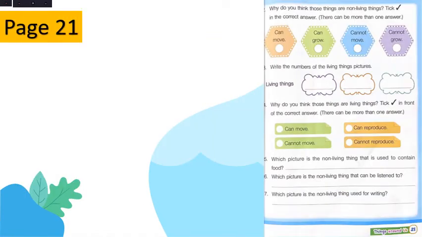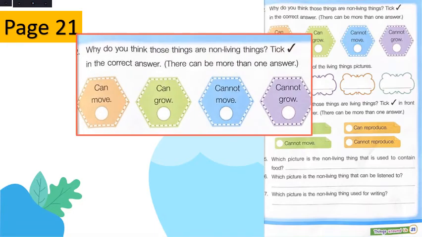Page 21. First part. Why do you think those things are non-living things? Tick or put check in the correct answer. There can be more than one answer. First, can move. Is it right? Can grow. Cannot move. Cannot grow.